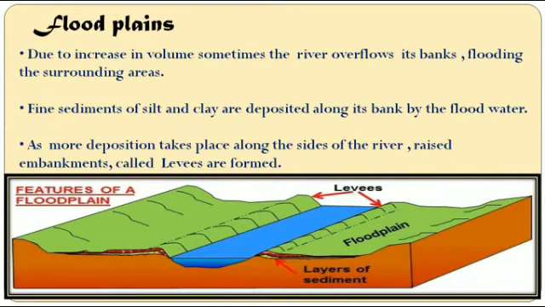of the rivers. As more deposition takes place along the sides of the rivers, raised embankments are formed, called levees. You can see here levees. What does it mean? Embankment means boundaries. When the floodplain arrives, the water is more in number, and when the water has flowed and the flood is over, that makes a boundary, which is actually known as the levees.